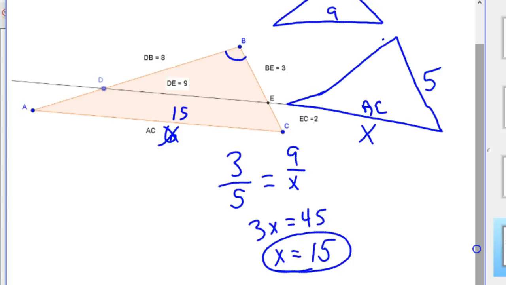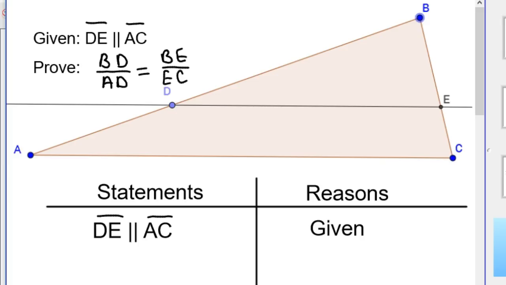So if you're just after the uses of the side splitter theorem, then you're done with the video. But if you're curious to know, well, how do we know it works? How do we know it's true all the time? That's the next part. And so I'm going to go through the proof with you here.